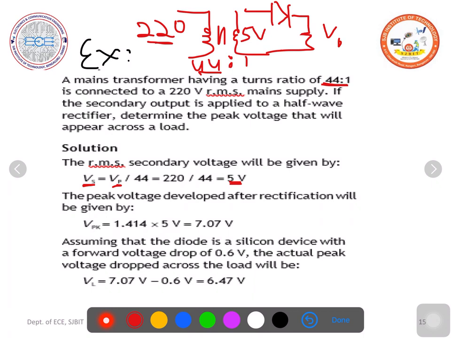Convert this RMS value to the peak value. How to convert? The peak value will be given by √2 times 5 volts. So approximately 7 volts. Here approximately 7 volts is the peak voltage.